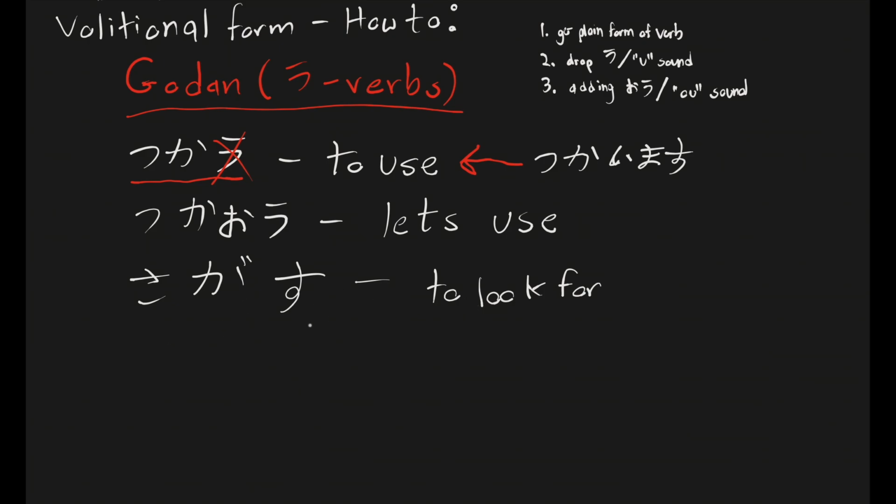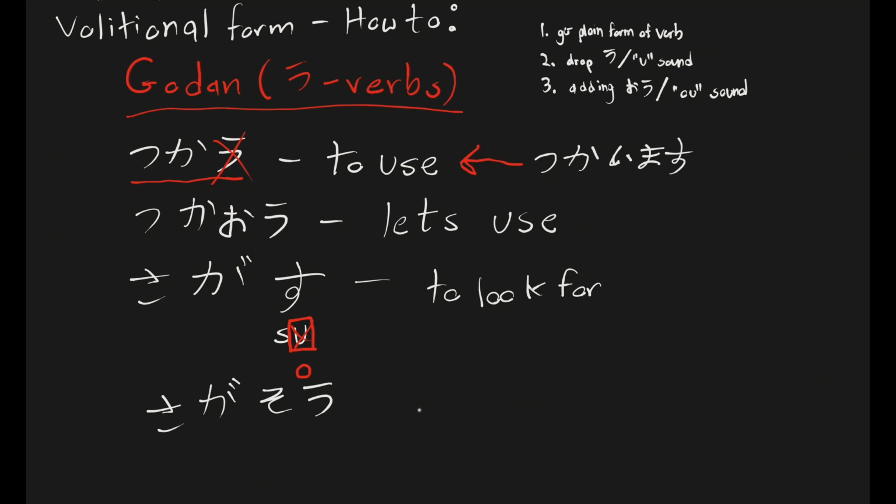Now, looking back at our first step, it's already in plain form. So then we drop the oo or u sound. Well, we don't see an oo, but su ends in a u sound right here. So what do we do with that? We get rid of it and we add an o in its place. So it changes to so. So this would change to saga so, still adding that u character at the end.